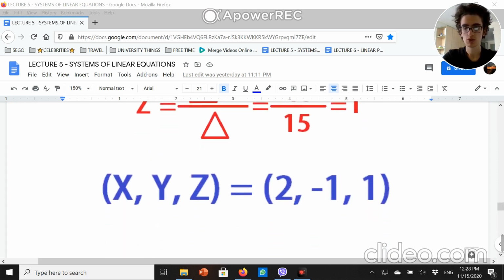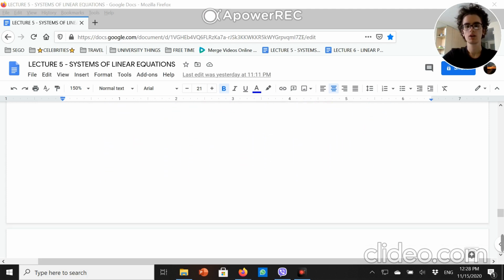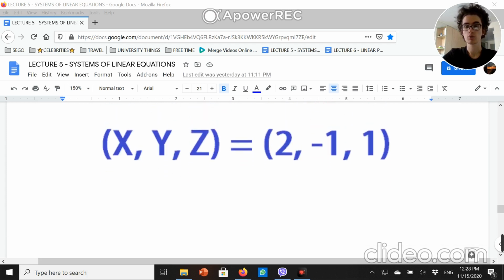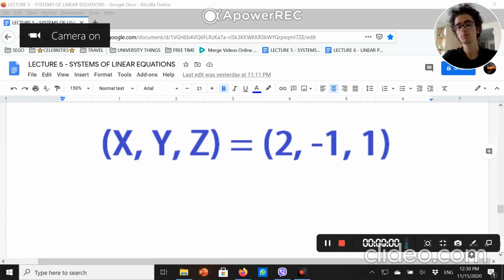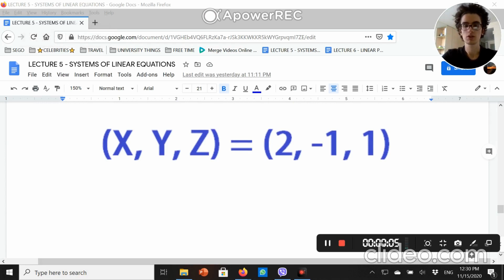So what would our solution be? We would write that x, y, z equals 2, negative 1, and 1. And this is how you solve the system of linear equations using Cramer's rule. Okay, I hope this is clear. This requires just a bit of practice. I personally find Cramer's rule easiest out of these three rules.